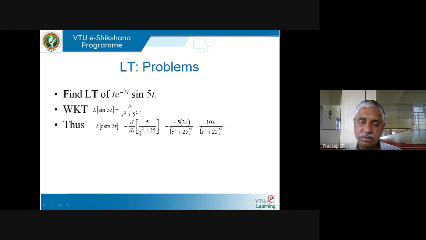I don't need to spend time on this. It is just minus of d by ds of 5 by s squared plus 25, which is over the denominator squared, s squared plus 25.